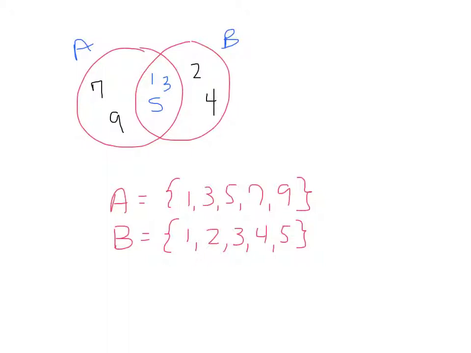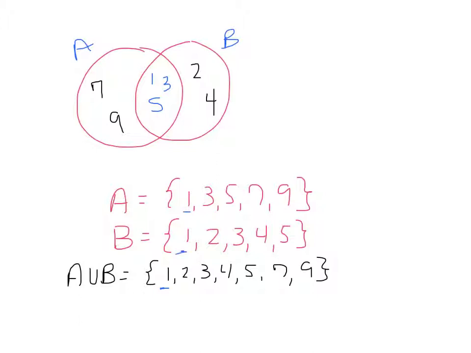So if I look at A union B, the union of A and B, I'm going to list off all those values. So it's going to be 1, 2, 3, 4, 5, 7, and 9. I'm going to join all the sets together, take all the possibilities. Once again, though, you'll notice that I only use the number 1 once, even though it appears in both. Using 1 once is just enough to list it as a possibility. I don't need to list it twice.